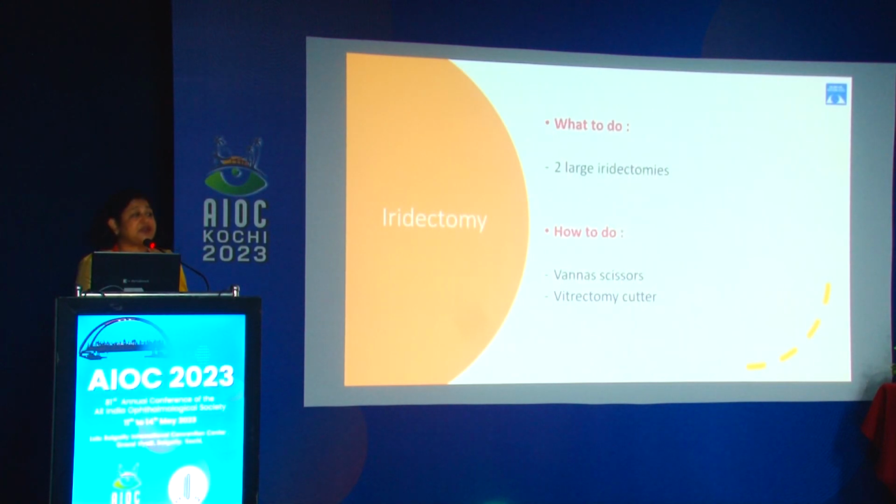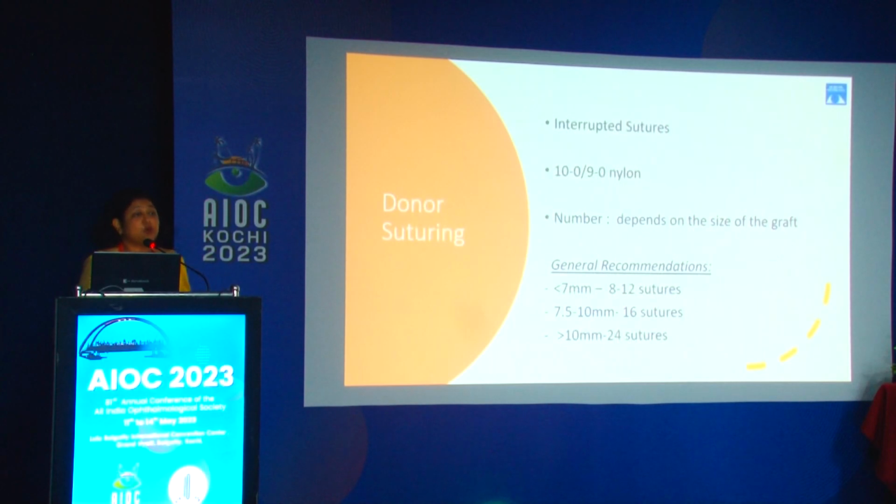Now, all these eyes are significantly inflamed and they will develop some kind of angle closure glaucoma secondarily. So you would prefer to have 2 large iridectomies. You can use either a Vannas scissor or a vitrectomy cutter to make that. Donor suturing is always interrupted. These are inflamed eyes with irregular healing, so you do not want a continuous suture. You can use either a 10-0 or a 9-0 nylon, and this depends upon the size of the graft. Anything less than 10 millimeters, usual recommendations are 8 to 12 sutures, 7.5 to 10 millimeter grafts, 16 sutures, and anything more than 10 millimeter would be around 24 sutures. Again, this gives a better convexity and a better formation of the anterior chamber.